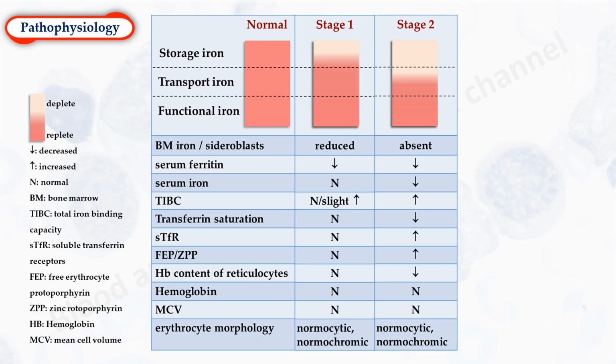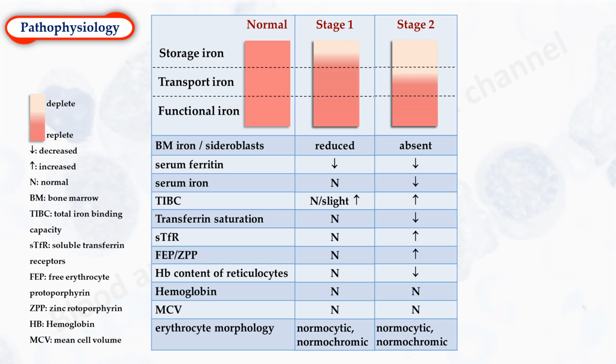Transferrin receptors increase on the surface of iron-starved cells as they try to capture as much available iron as possible. They also are shed into the plasma, so the soluble transferrin receptor levels increase measurably. Free erythrocyte protoporphyrin and zinc protoporphyrin begin to accumulate.